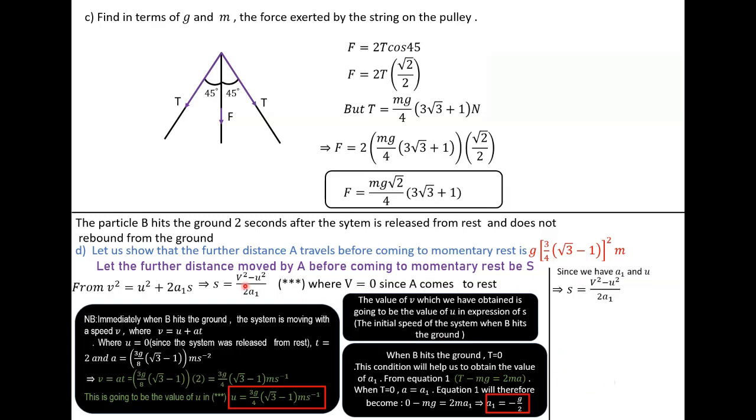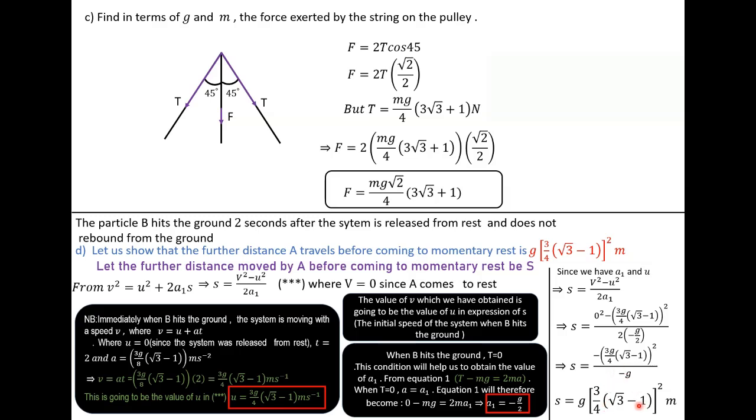we can come to our expression of s, the further distance A travels before coming to momentary rest: s equals v squared minus u squared divided by 2a1. Putting everything in, v is 0, u is 3g divided by 4 times square root of 3 minus 1 meters per second, and a1 is negative g divided by 2. Further simplifying, s equals negative 3g divided by 4 times square root of 3 minus 1, all squared, then divided by negative g. The negatives cancel on both sides.